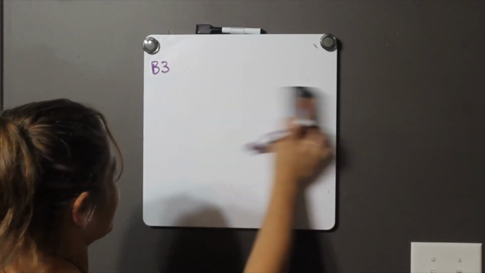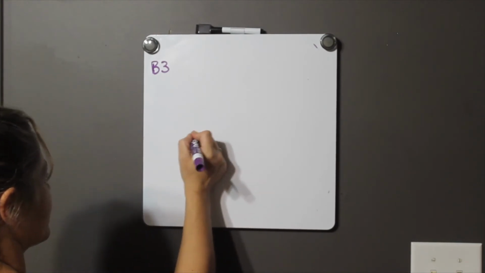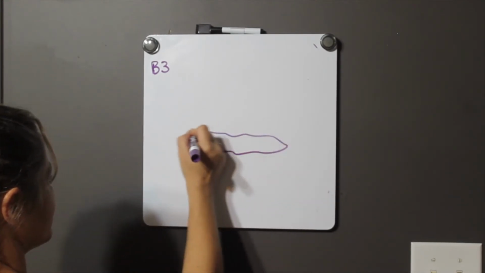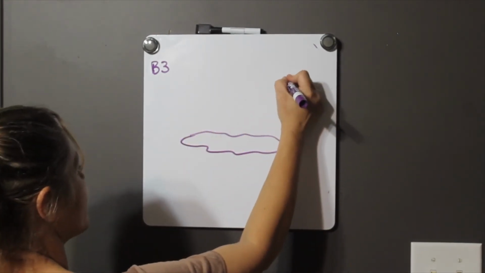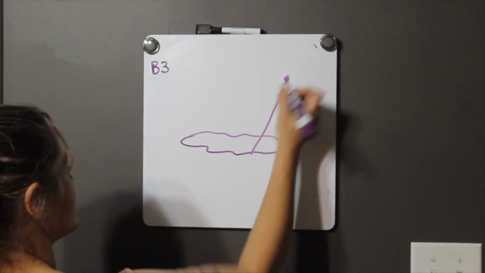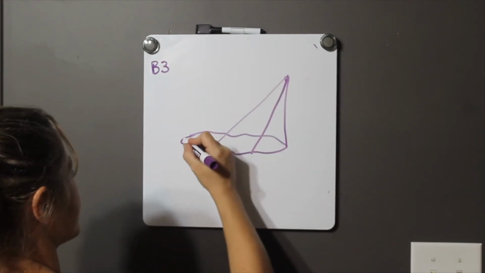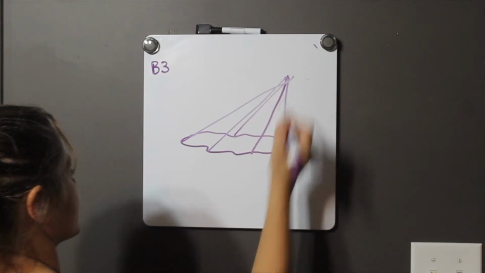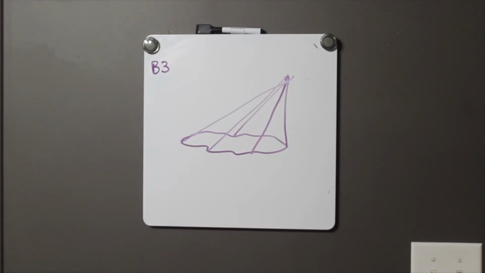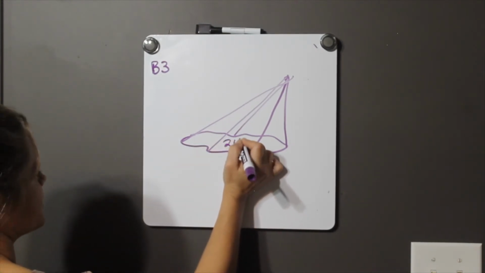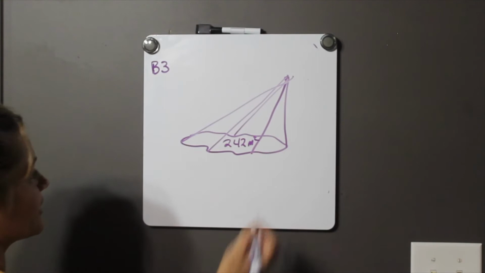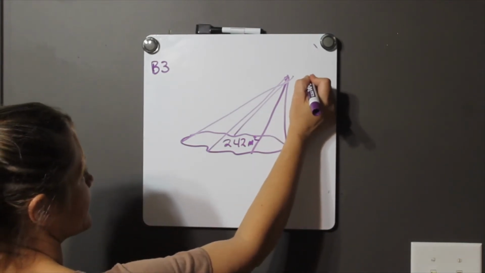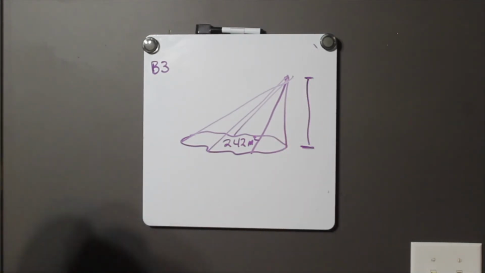Alright, now they got another one that's similar to that. There's our crazy shape. But it all just goes to a point right here. So it's a cone, basically. Crazy looking cone. Find the volume of this cone. The area of the base is 242 meters squared. And our height is 10.